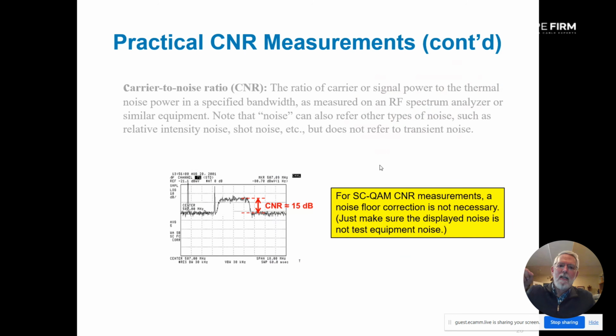So same thing, you just disconnect the RF input from the analyzer. Did the noise floor drop 10 dB or more? You're in good shape. If it didn't, find a hotter test point.